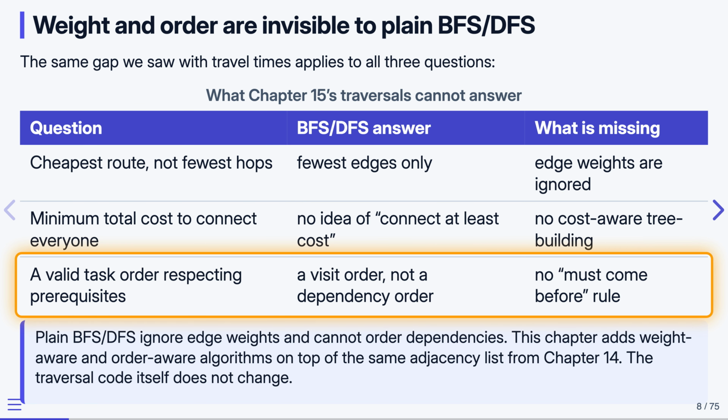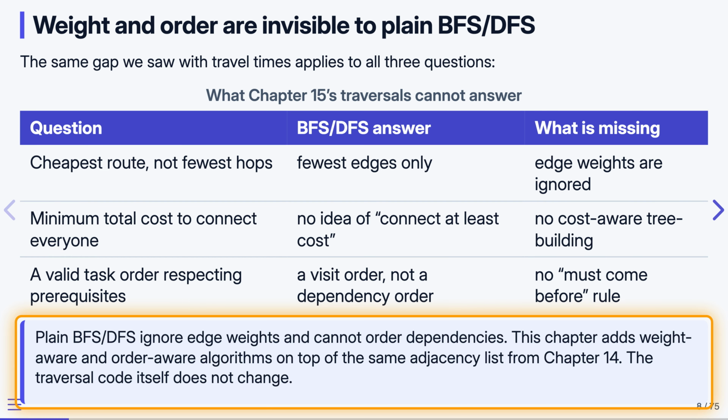For a valid task order that respects prerequisites, they give a visit order, not a dependency order. There is no must-come-before rule. So plain traversal ignores edge weights and cannot order dependencies. This chapter adds weight-aware and order-aware algorithms on top of the same adjacency list from chapter 14. The traversal code itself does not change.